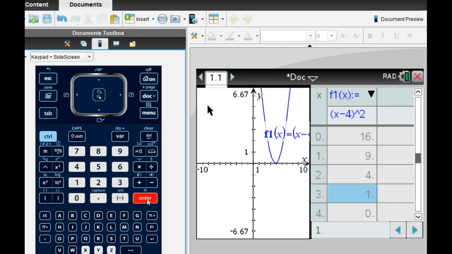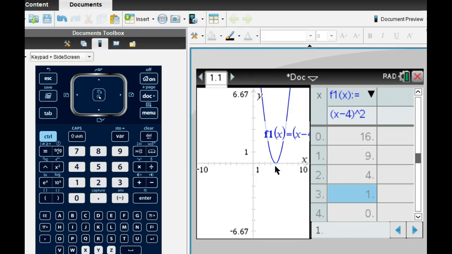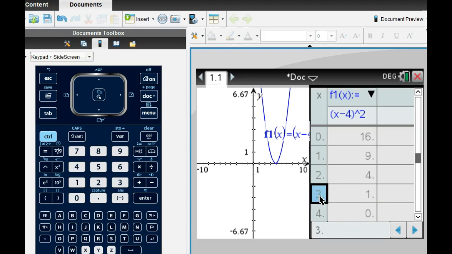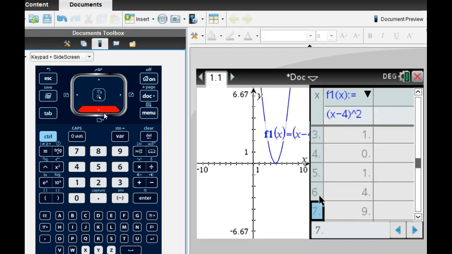Ta-da! Now, where's my vertex? Not 0, but what's the x value? 4, 0, okay? So what I want to do is find my vertex on the table, 4, 0. And I'm going to use the points to the right of it, okay? Only the right part of the parabola is what I care about, okay? So forget the left side.